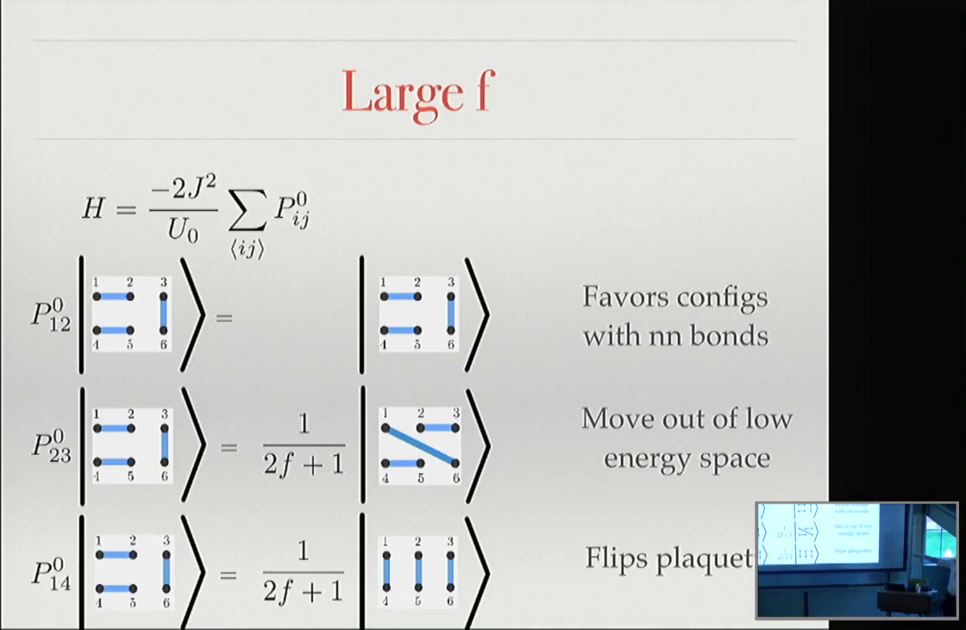Okay, so if I think about a large f limit, as I said, we're going to have a low energy space defined by making these diagonal terms large, which is just the nearest neighbor singlet space. Then we're going to have terms which move us out of this low energy space. If f is large enough, we can neglect these or take them into account in second order perturbation theory. And then we have terms which move us around in this low energy space. And these sort of moves that we get are just flipping plaquettes.